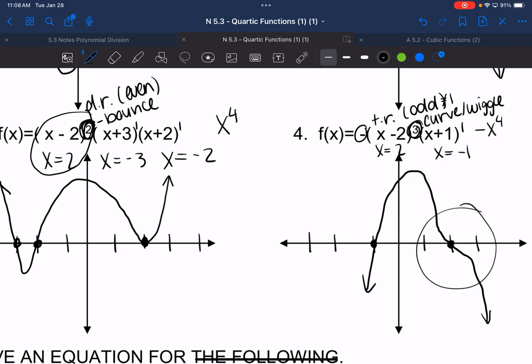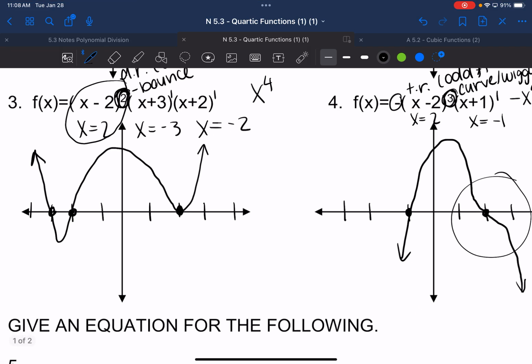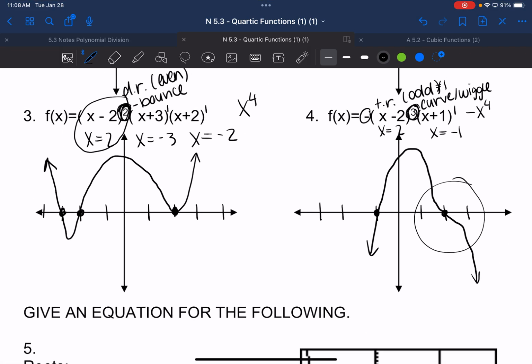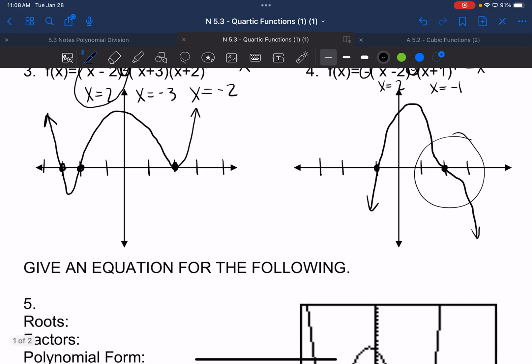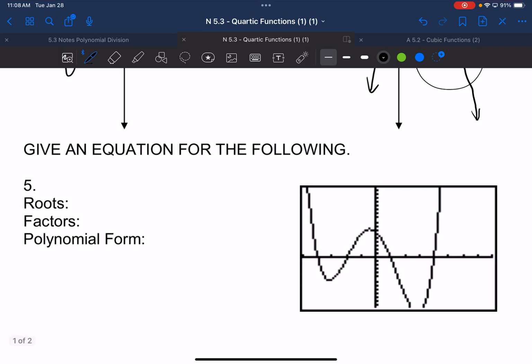So at 1, it crosses through. If my exponent is 2, what happens? Bounces. And if my exponent is 3? Curves. Okay, all right. So now that we know what we can draw or what we can conclude from looking at a graph, let's take a look at the following questions where they give us the picture and we write down what the roots are.